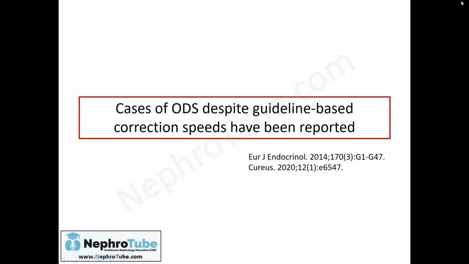But actually, there are case reports. Although you may be going through the approach of treatment of hyponatremia, with slow correction of hyponatremia, the patient may catch osmotic demyelination syndrome. There are cases of osmotic demyelination syndrome reported despite guideline-based correction speeds, but these are case reports.